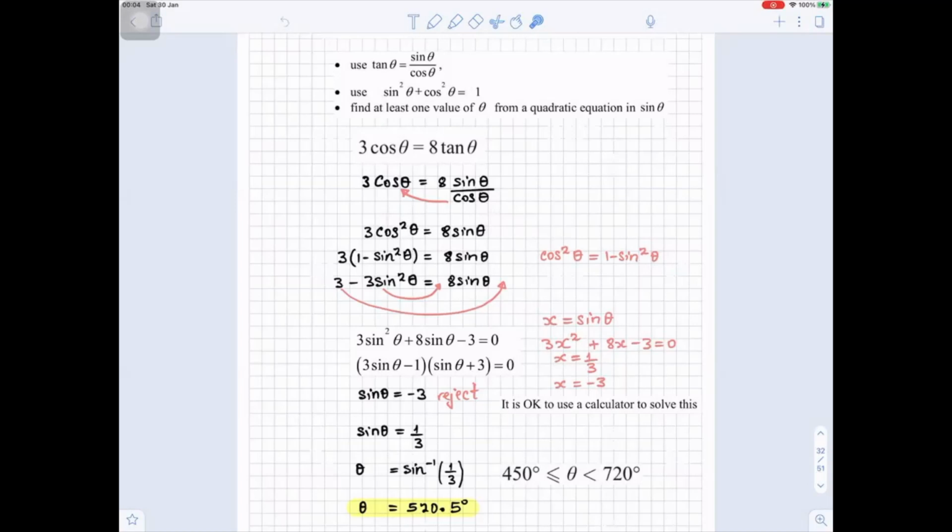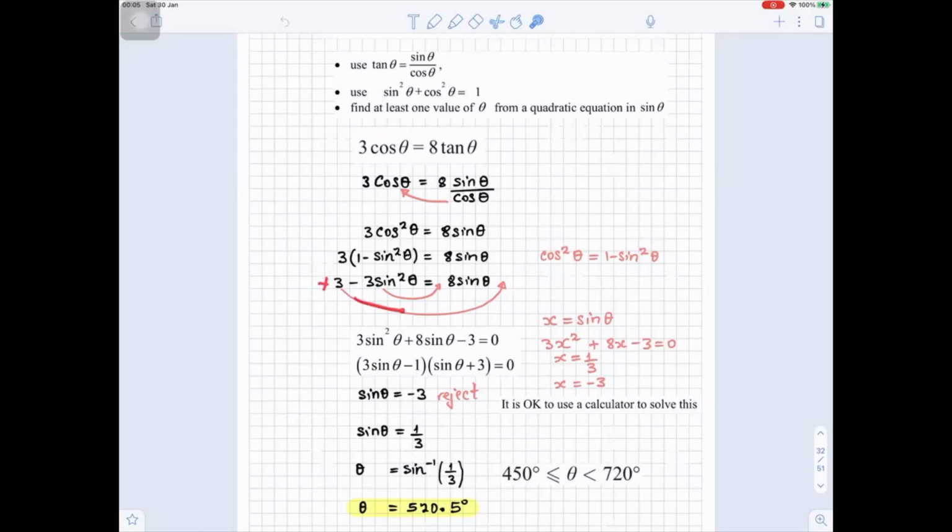Now we want to make all of them the same, like sine theta, sine theta. So we get rid of cos squared theta. To get rid of cos squared theta, we use this identity. Cos squared theta is 1 minus sine squared theta. So we replace cos squared theta with 1 minus sine squared theta. Now we remove the bracket. 3 times 1 is 3. 3 times minus sine squared theta is minus 3 sine squared theta equals 8 sine theta. So that's what we use for replacing cos squared theta.